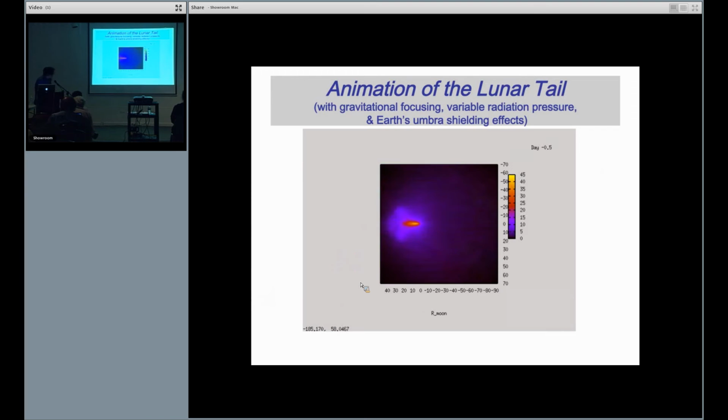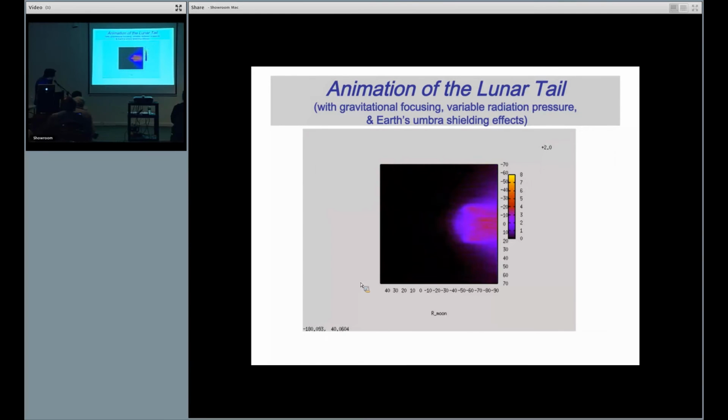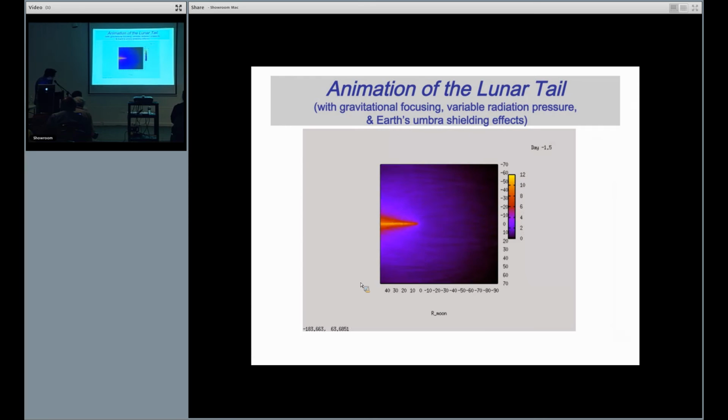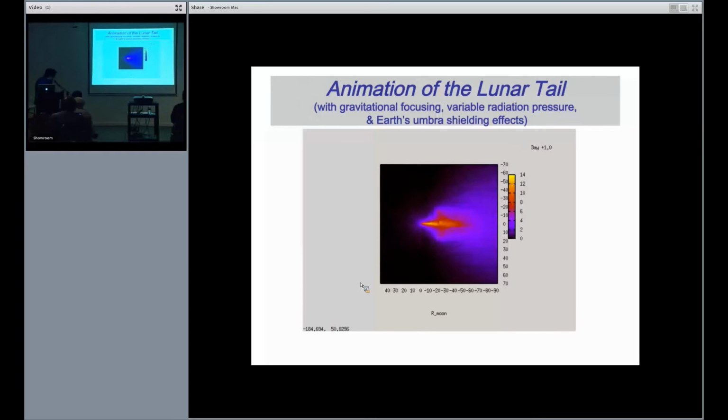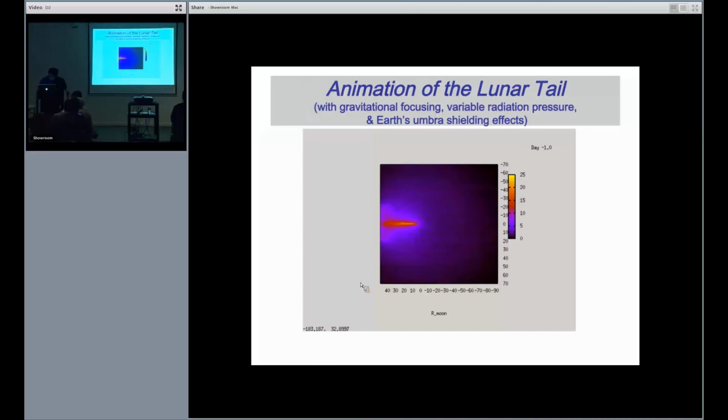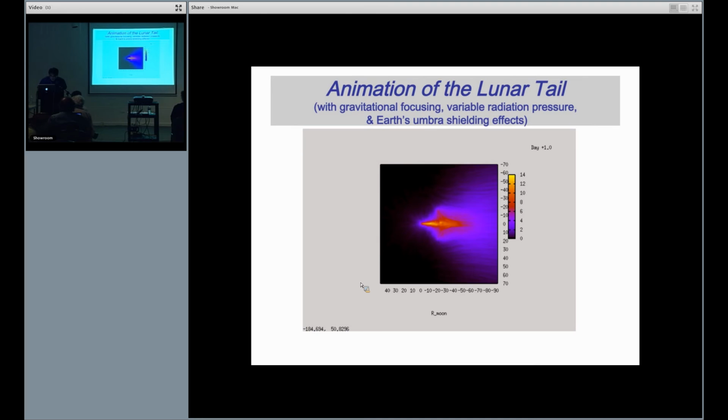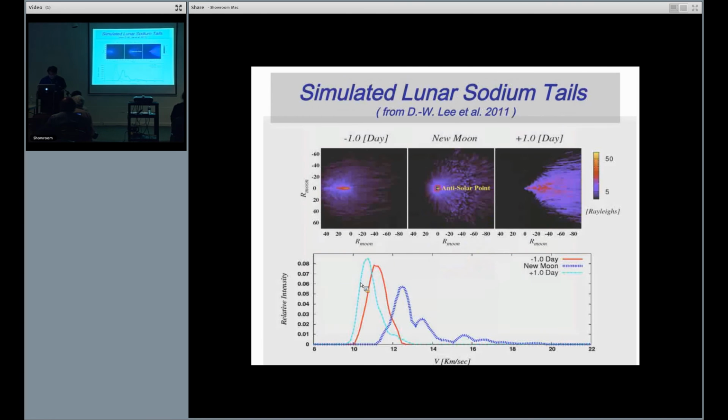And here is an animation of the lunar sodium tail for different lunar dates before and after the new moon phase. We can see such a streak getting concentrated on the anti-lunar point, and the morphology is completely reversed before and after the new moon day.